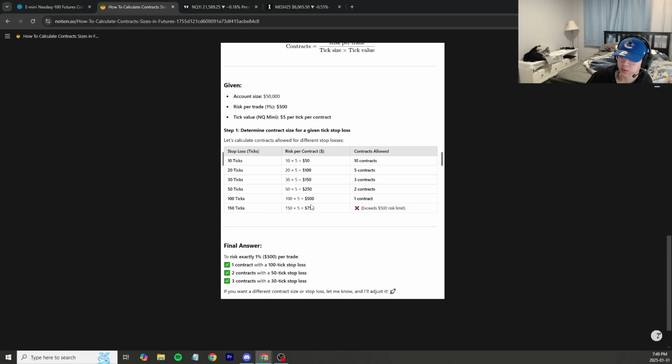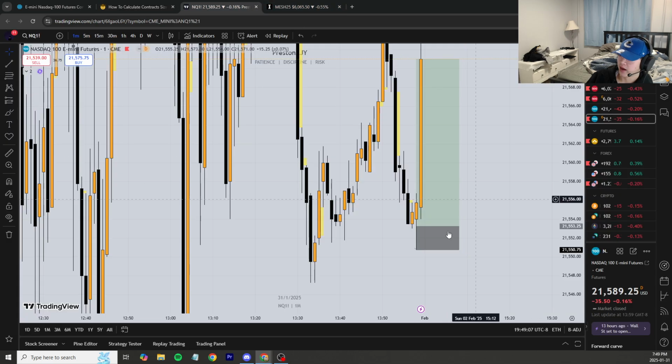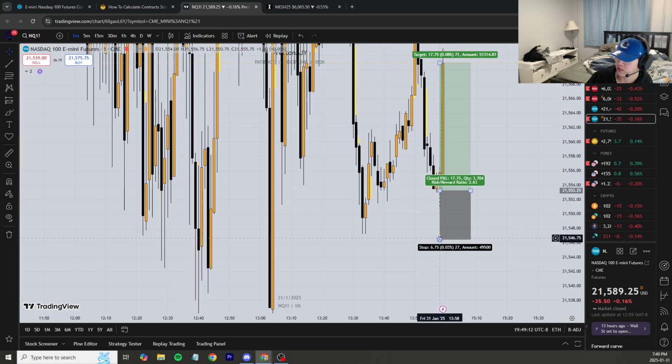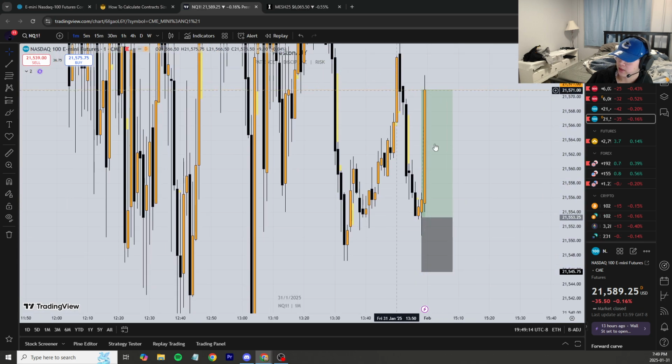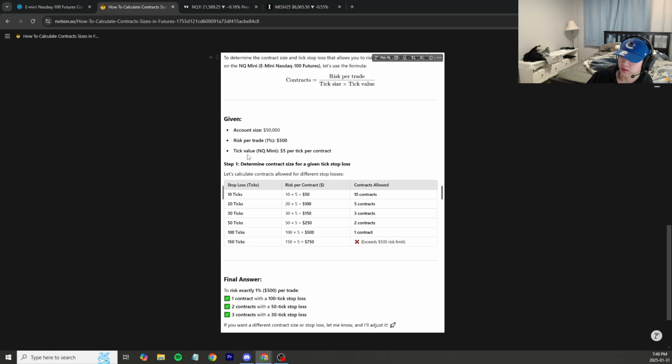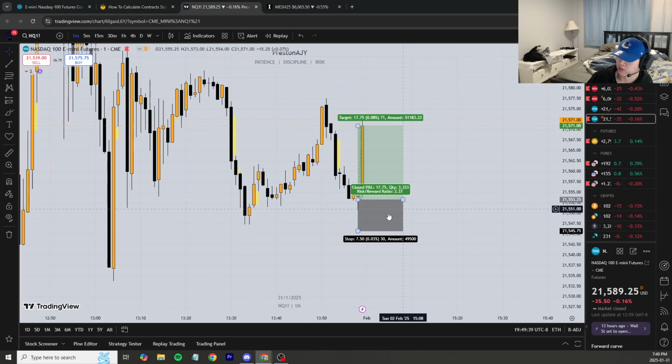Now let's do another example, like an actual trade. That is too tight of a stop loss. I'm going to say at least 30. All right, this is more reasonable. So for a 30 tick stop loss, 30 times the tick value is going to equal $150. Now $500 divided by 150, that is going to be 3 contracts. So I'm only going to be trading with 3 contracts if I decide to enter this trade.